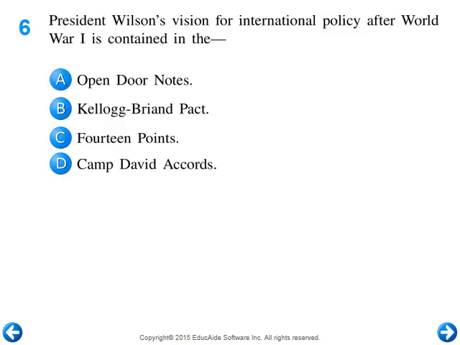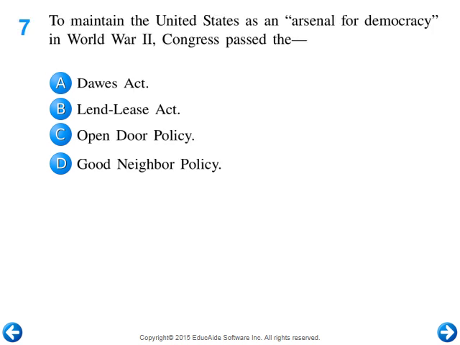Number 6. President Wilson's vision for international policy after World War I is contained in the what? Okay, this is a DOK level 1 type of question. It's simple, straightforward, just something you need to memorize. It's going to be President Wilson's 14 points. Ironically, he showed up to Paris to be involved in this peace treaty, and nobody really listened to anything he said. They ignored pretty much all of the 14 points except for the idea that we needed to form the League of Nations, which, ironically enough, was the point that kept our own Senate from ratifying the treaty in the first place.